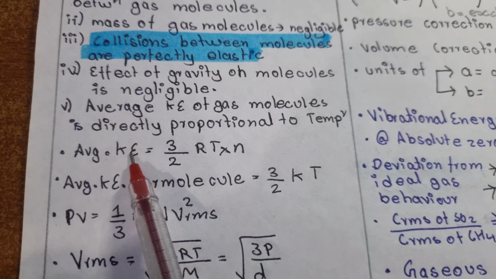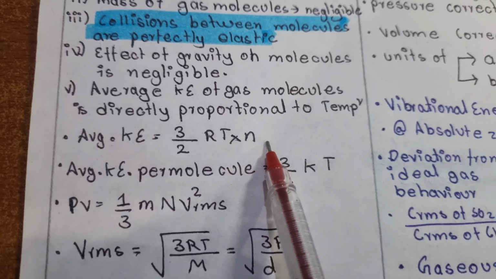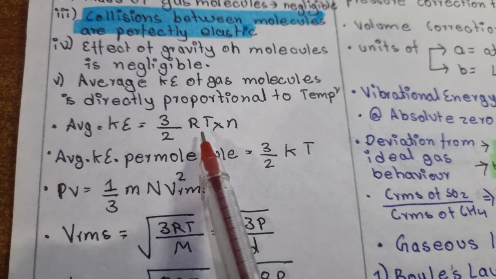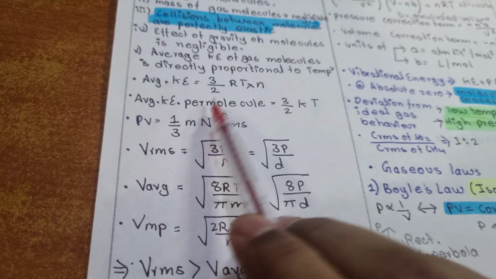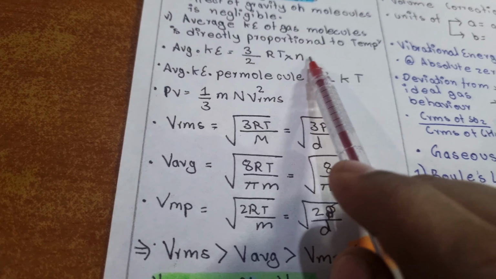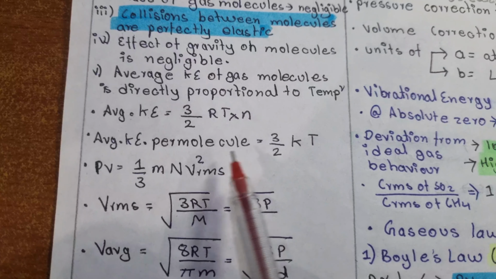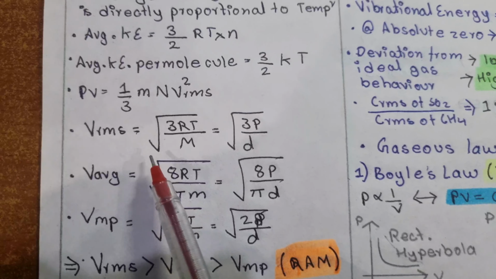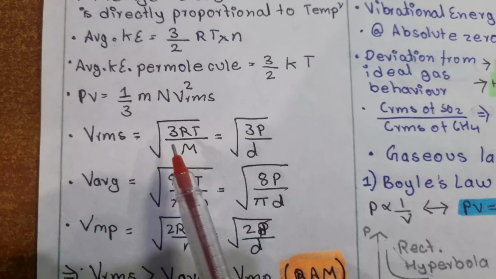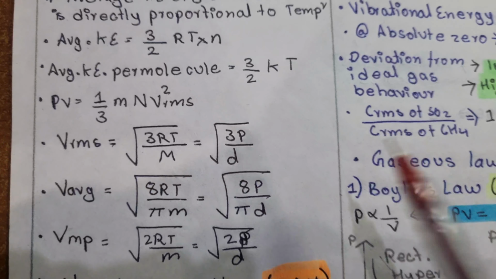That is, average kinetic energy of gas molecules equals 3/2 times RT multiplied by N. N is the number of gas molecules per unit volume, where T is the absolute temperature and R is the gas constant. Average kinetic energy per molecule is equal to this, removing just the N from this formula. Now, PV equals 1/3 of mass into number of molecules into RMS velocity squared. From rearranging this equation, we can simply get V_rms equals under root of 3RT divided by Vm, or simply under root of 3P divided by d.